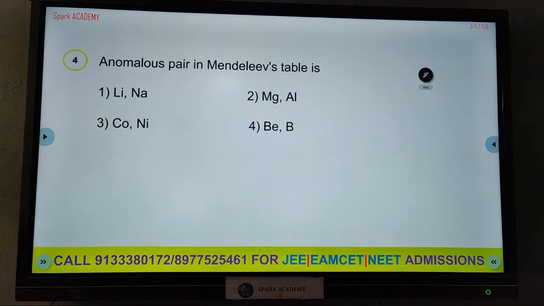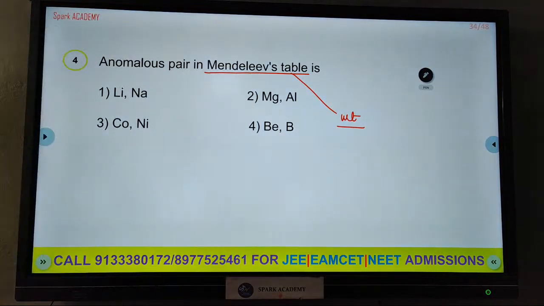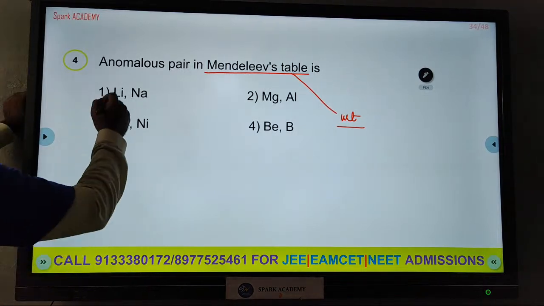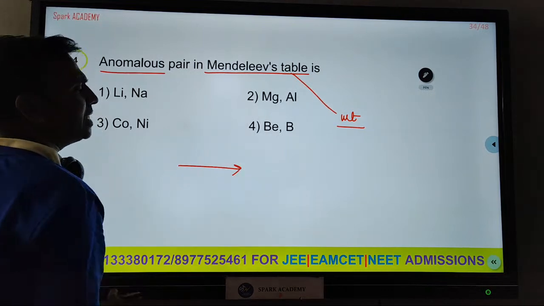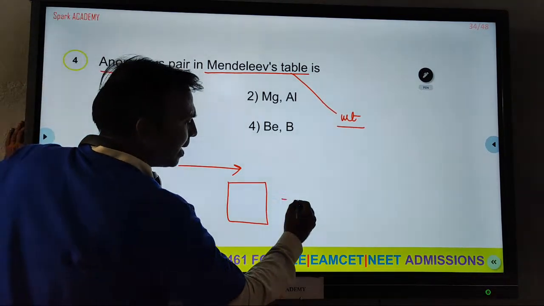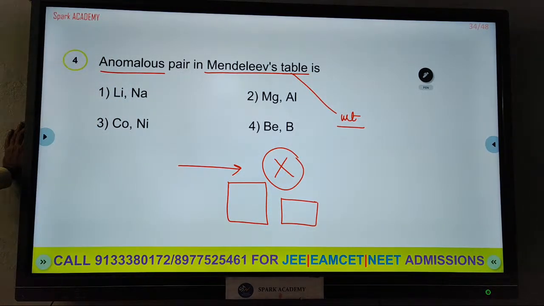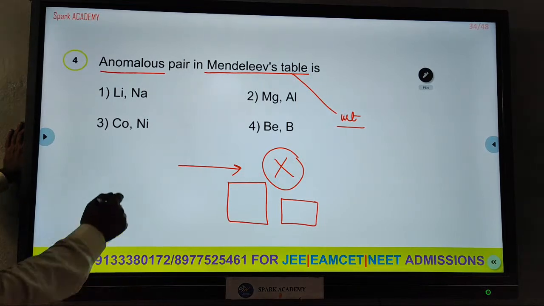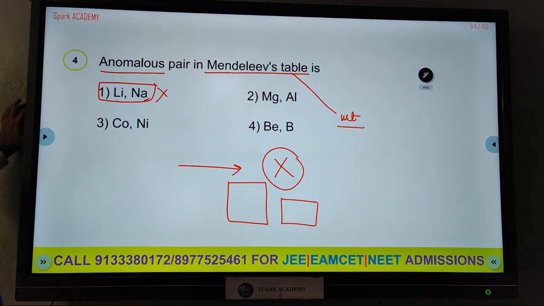Now the next question: the anomalous pair in Mendeleev's table is. Actually, the Mendeleev periodic table depends on atomic weight, that is, mass. But some pairs in his periodic table are anomalous. What is the meaning of anomalous? Different. Generally, he said atomic weight should increase in his periodic table. But he put the higher atomic weight first compared with the lower atomic weight. According to his periodic table, that is the demerit. Some pairs like that are present in the Mendeleev periodic table. Is it lithium, sodium? No. So magnesium, aluminium.